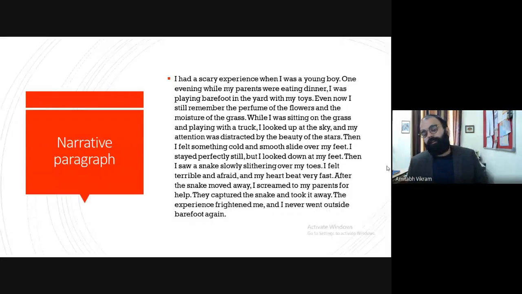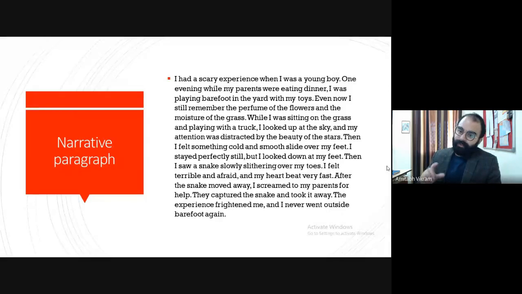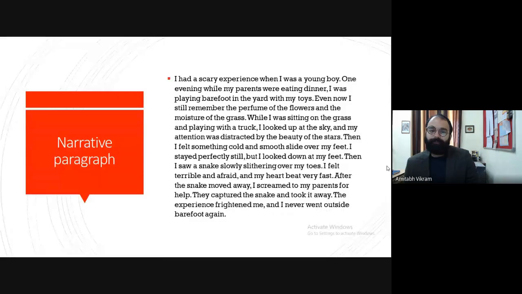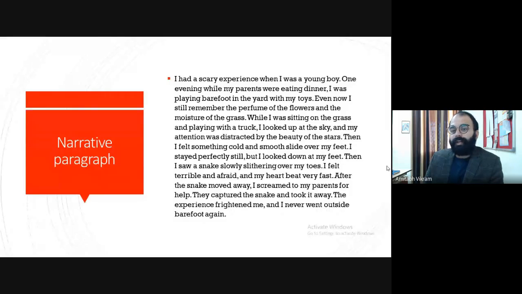Now, what is the reason why the writer is using one present tense indicating present time in this short narrative writing? There is some reason. The writer is doing it deliberately, very carefully. But the question is why the writer is doing this. That is quite crucial. To answer this, I would say the writer is doing this because the writer wants to have a connection between something that is past and how that past event is still relevant for the narrator. Even now, I still remember the perfume of the flowers and the moisture of the grass.